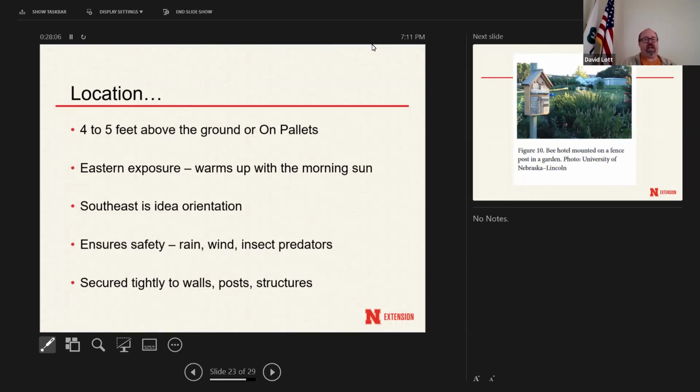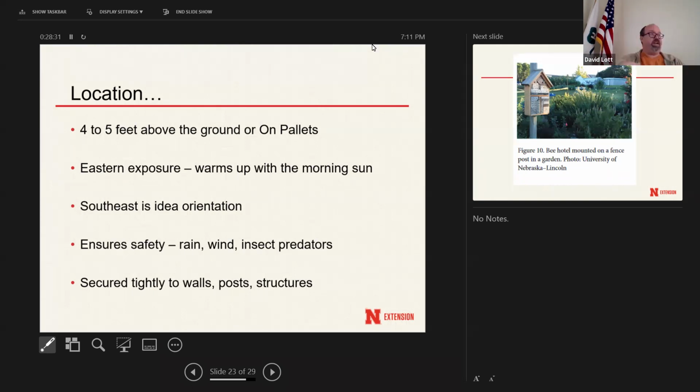And I can understand that. I'm looking at my landscape where I would put a pallet down and my stacks of bricks and my stacks of cinder blocks, and it makes sense. So we want to make sure that there's protection from the rain, the wind, and your insect predators. And you want to make sure that they're secured tightly to the walls or structure.